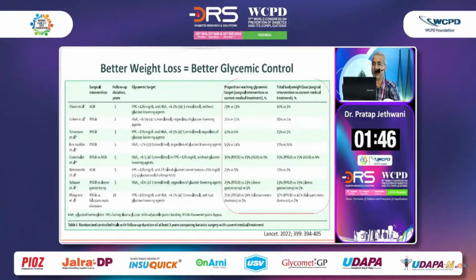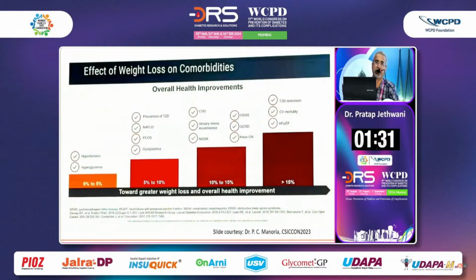And this is the data with surgery compared to medical treatment. People who are able to maintain HbA1c without the need for glucose lowering agents, that is much better with surgical treatment, surgical weight loss as compared to the medical management. That was way back. But now we have got different agents which can give you a weight loss equivalent to bariatric surgery. So if you achieve more than 15% weight loss, type 2 diabetes remission, CV mortality goes down, and heart failure with preserved ejection fraction gets improved.